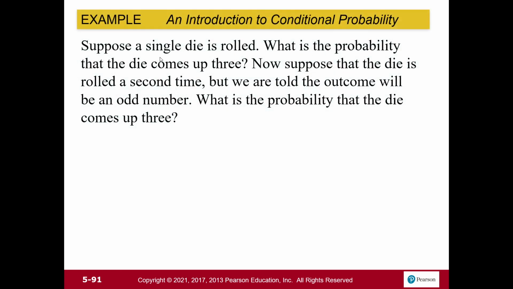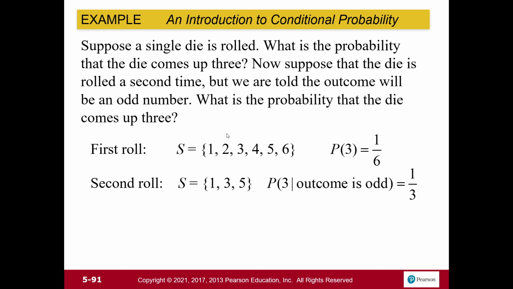It says, suppose a single die is rolled. What is the probability that the die comes up 3? Now suppose that the die is rolled a second time, but we are told the outcome will be an odd number. What is the probability that the die comes up 3 again? Well, the first roll, the sample space was 1, 2, 3, 4, 5, and 6. The probability is 1 over 6. And the second roll, they said that it was 1, 3, 5, and we also know that this is 3 given the outcome is odd. The probability is therefore 1/3.